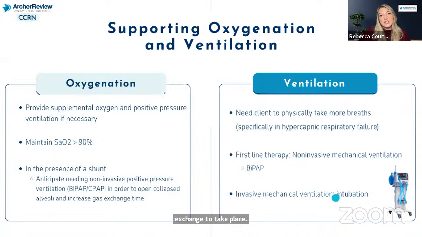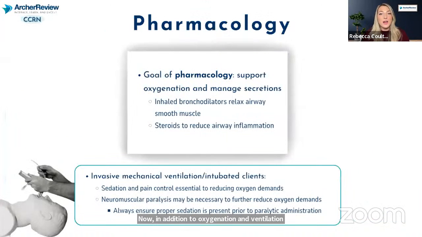Now, in addition to oxygenation and ventilation support, we can also use pharmacology to assist these patients. Most of the time, they are going to be on inhaled bronchodilators to relax their airways, again, allow for more air movement. Steroids can also be used to reduce airway inflammation. If we have any concern of any sort of infection in their lungs, we'll also start antibiotics for these patients. In relation to pharmacology, we also should talk about how we use pharmacology for our invasively ventilated patients or intubated patients.